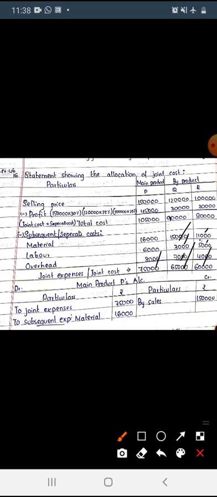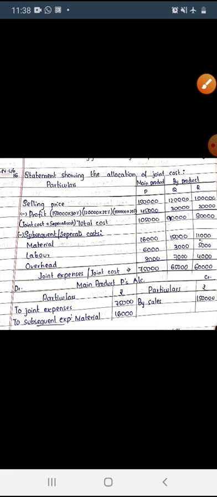Now we have to prepare the separate accounts for P, Q and R. First the main product, P's account. Write the expenses under the debit side and incomes or sales under the credit side. Under the main product P, there are two types of expenses, joint expense and subsequent expenses. How much is the joint expense for P? It's 75,000. To joint expenses 75,000. One more is to subsequent expenses.